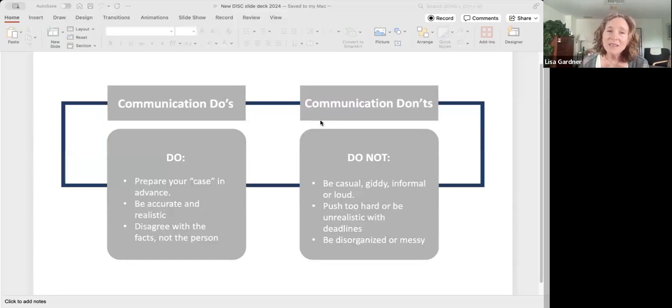This is often why they're so sensitive to criticism, because in their mind, they did everything right and they followed the procedure. They tend to be very uncomfortable when people are casual, loud, or giddy around them. They don't like it when people are unrealistic with deadlines or are disorganized. Similar to high S's, don't press them for immediate decisions. If you scored high in this, does this feel like you? And if you didn't, think about people you know in your life who is a high compliance.